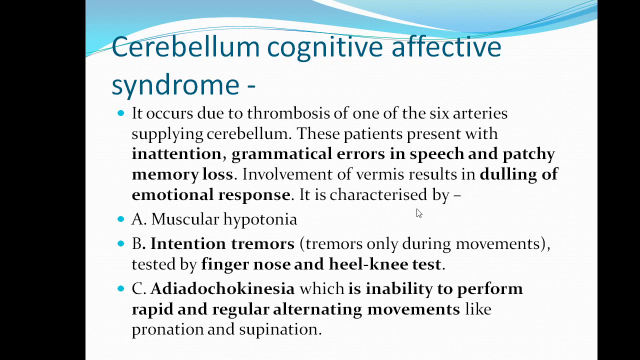It is characterized by muscular hypotonia, intention tremors, that is, tremors only during movements. It can be tested by the finger nose test and heel knee test. Then adiadochokinesia, which is an inability to perform rapid and regular alternating movements, for example, pronation and supination.